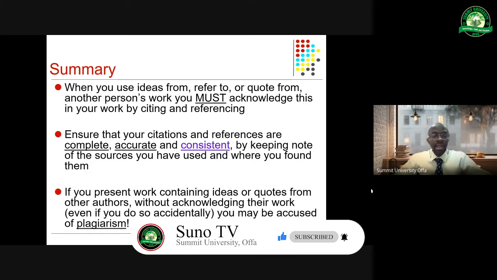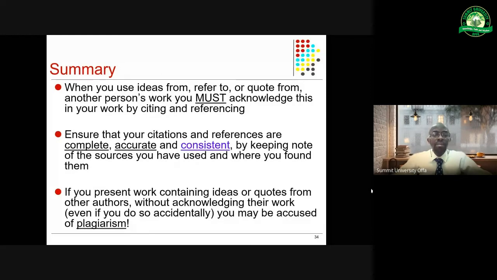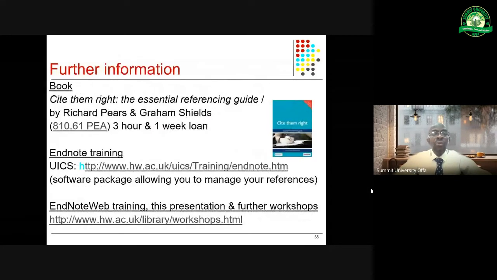That's my summary. And then if you present work containing ideas or quotes from other authors without acknowledging their work, even if you do so accidentally, you may be accused of plagiarism. Please always be mindful of all these things. And then for further information, so you can consult all this.